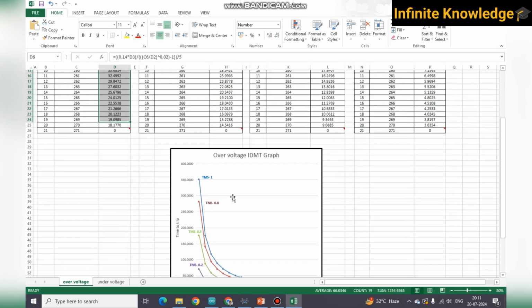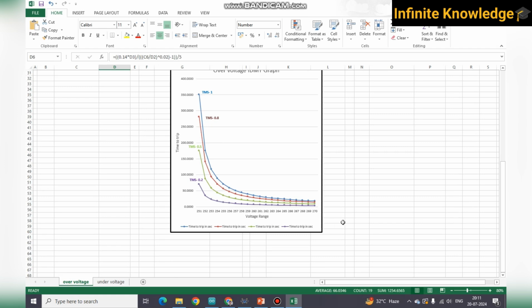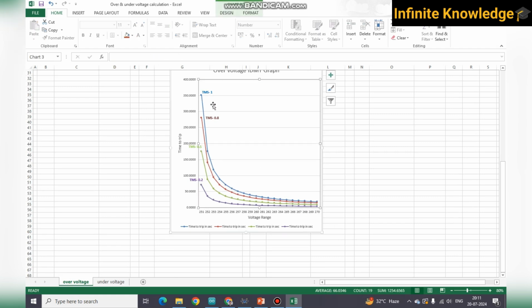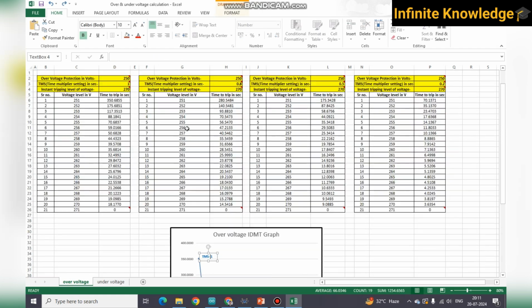That's why you are getting an inverse characteristic like this. TMS is 1. Okay, so here we have considered TMS 1. You can check here: TMS is 0.8, TMS is 0.5, and TMS is 0.2. As the TMS is increased, your time to trip is increased.